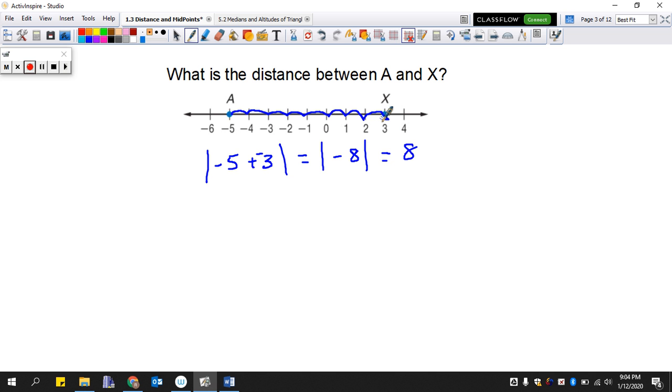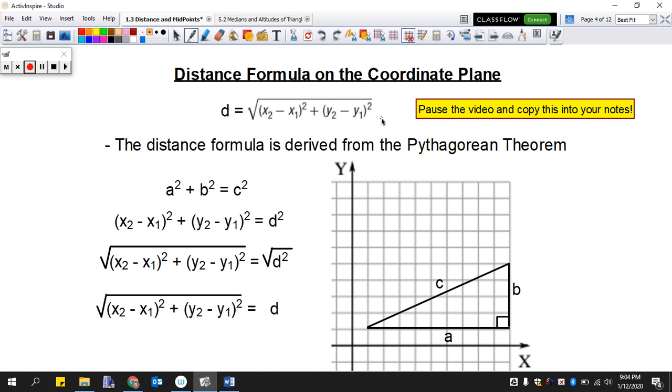The second instance that we're going to find distance is on the coordinate plane. And to do that on the coordinate plane, we're going to use the distance formula. This is a formula that you're going to use the rest of this course. This is a very important formula for you to memorize and to know. Okay, so pause the video before I explain the theory behind the distance formula. Pause the video and copy this distance formula into your notes in a prominent place.